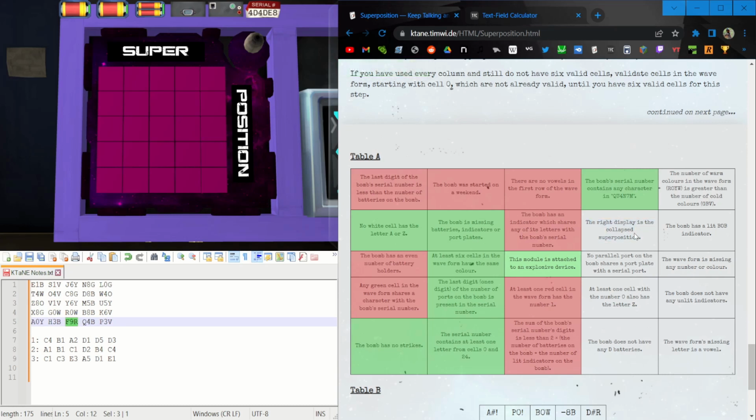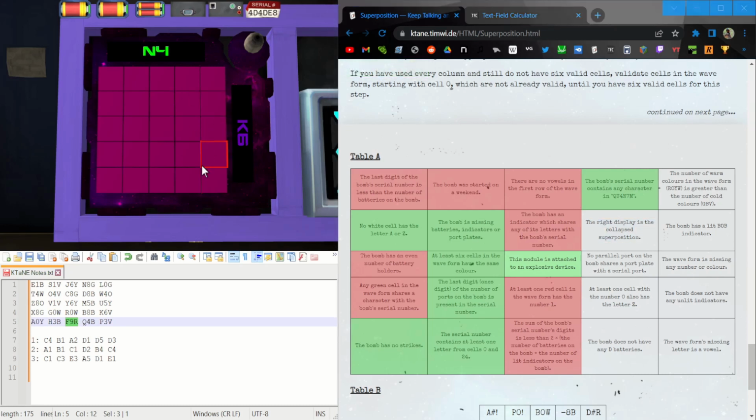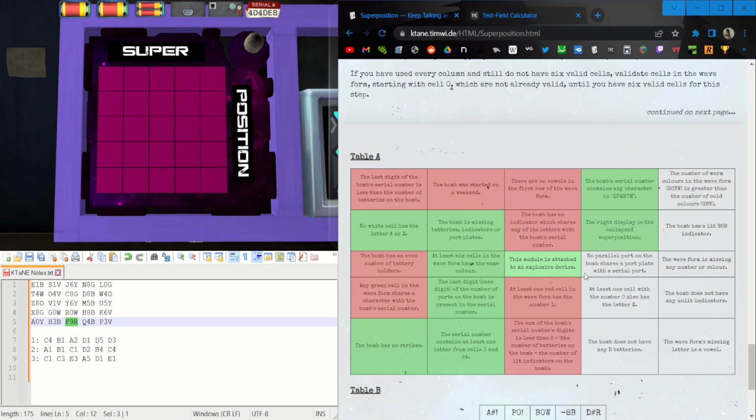The right display is the collapse superposition. Basically, are we looking at the right display for this module? We are, so that's true. No parallel port on the bomb shares a plate with a serial port. This rule is kind of weird, but essentially this rule is false if there is a parallel and serial port on the same plate. If we have no parallel ports, then this rule is true. In this case, we don't have any, so yeah. And if we did have any parallel ports, this rule would still be true as long as that same port plate that had the parallel port did not have a serial port.